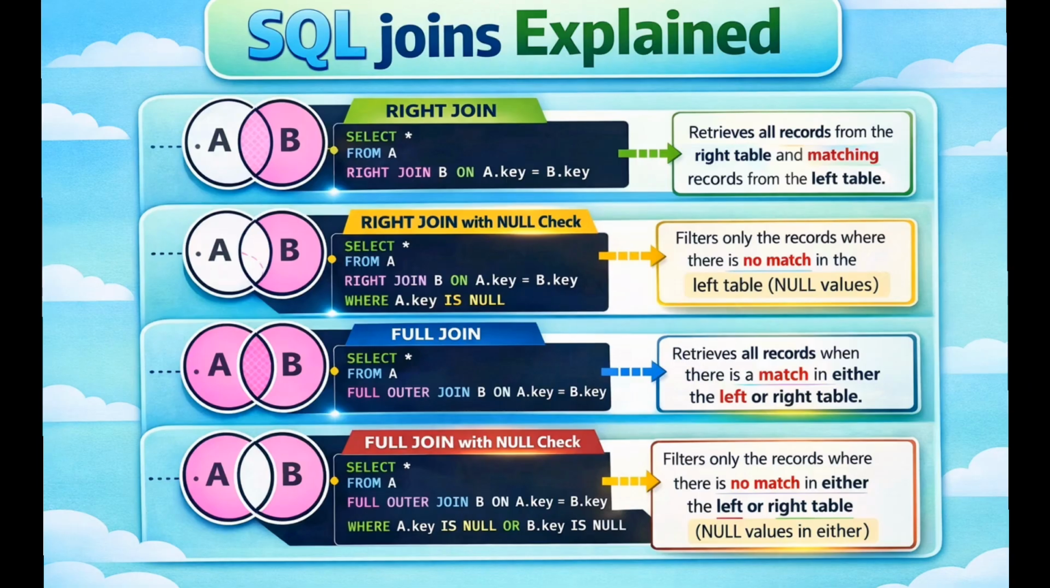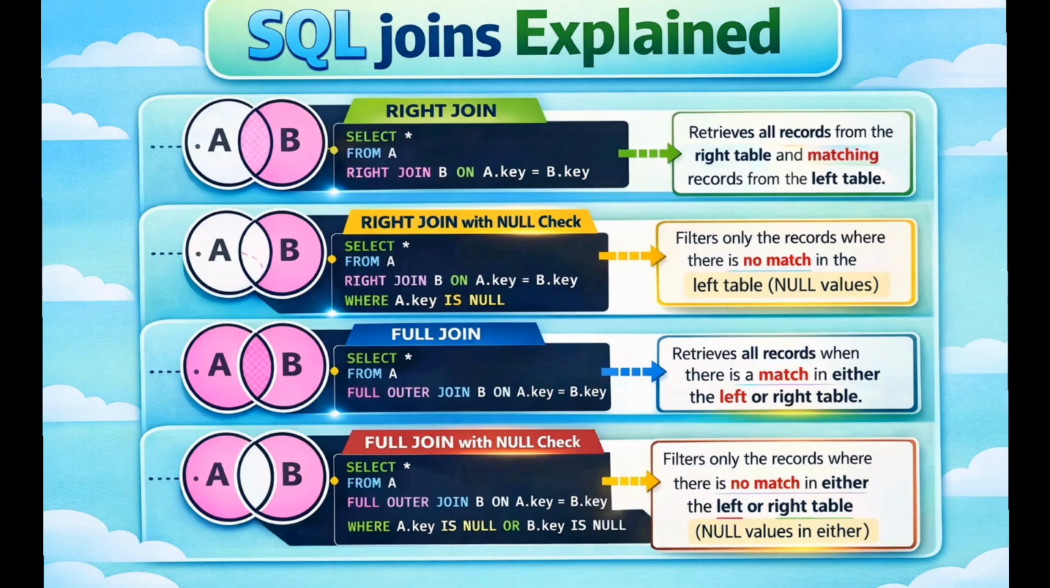Full join. Now let's look at the full join, also known as full outer join. A full join returns all records from both tables. If there is a match between the tables, the rows are combined. If there is no match, the missing side will contain null values. The syntax is select all from A full outer join B on A.key equals B.key. This join essentially returns everything from both tables, whether they match or not.